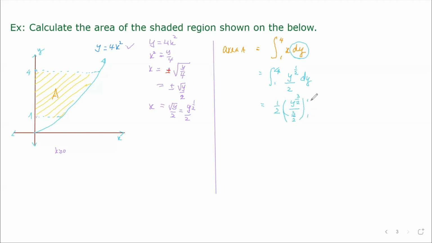From where? From 1 to 4. Now we can simplify inside first. This one gonna be 1 over 2, and then can write it down, become the big bracket here. So replace 4 to y, become 4 power 3 over 2 over 3 over 2. And then minus 1 power 3 over 2 over 3 over 2. Then we have 2 outside. This one 3, 4, 3 over 2, so become 2 power 2 cut, so 2 become 8, right? This one become 8.